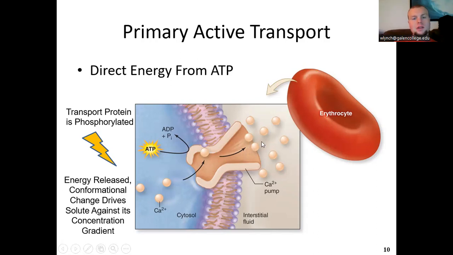Once this movement has happened, the channel reestablishes its original positioning until another ATP comes along and gets dissociated to allow it to change once again.